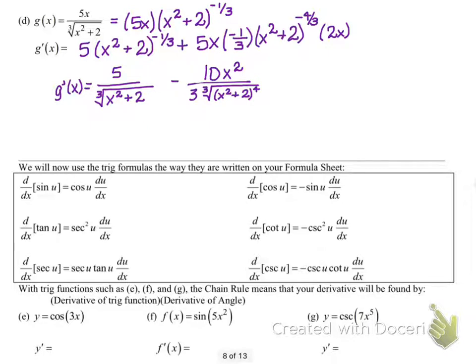So now we look at our trig formulas, and we can find the derivative using the chain rule. So in the case of cosine of 3x, we know that the derivative of cosine x is negative sine, and the derivative of 3x is 3. So this is just negative 3 sine of 3x.